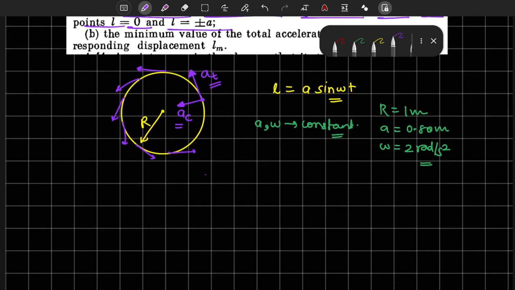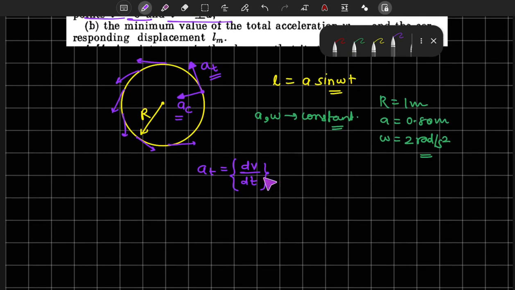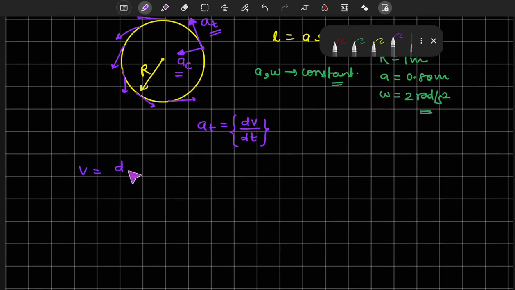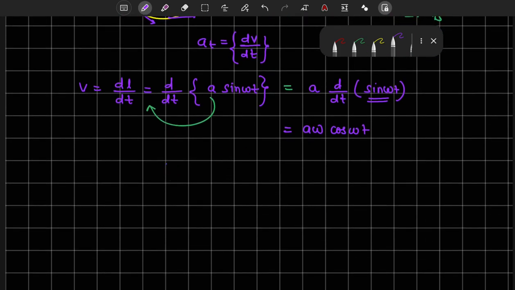So a_t can be written as dv by dt. Let us first find the expression for velocity. For that, let us differentiate the displacement with respect to time: v is d by dt of a sine omega t. As a is constant, we can take it outside, and we get a times d by dt of sine omega t, and the derivative of sine omega t is omega cos omega t. So the expression for velocity is a omega cos omega t.